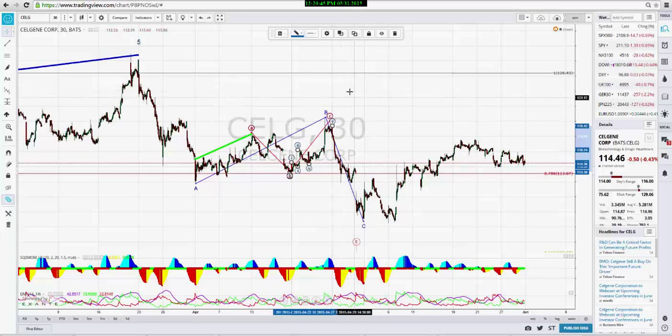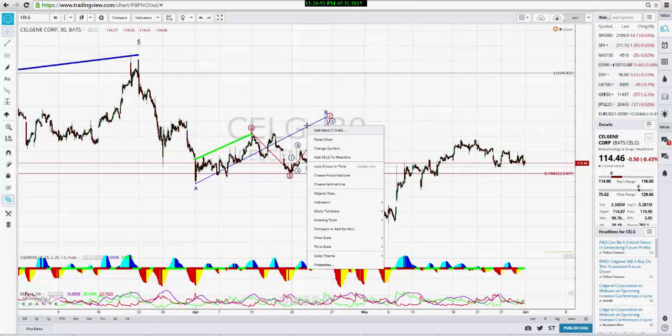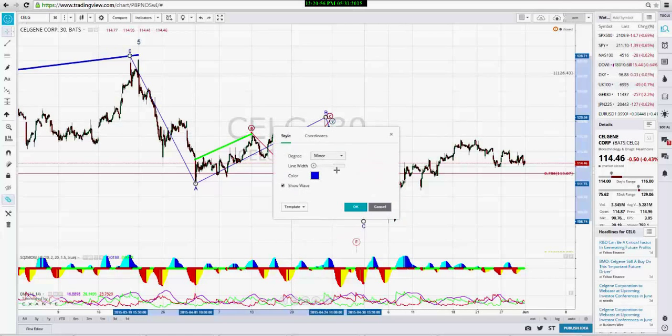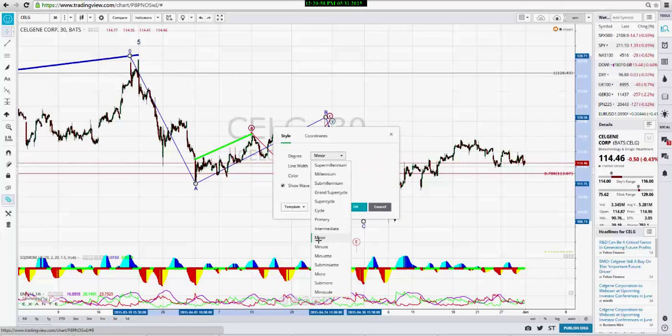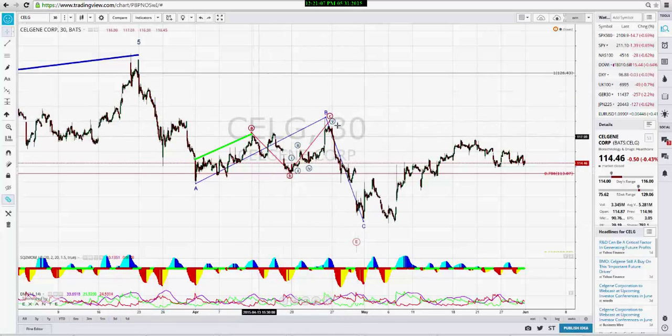So everything in circles is a higher order than something in parentheses, which is a higher order than something in regular letters. And this labeling tool actually has all the orders here in the format. Just in case you forget, you got primary, intermediate, minor, minute, minuet, subminuet, micro, submicro, minuscule. So that's just a labeling convention. It doesn't matter as long as you know which wave has a hierarchy to the other. It just looks better when you label it right. It makes you look like you know what you're doing.